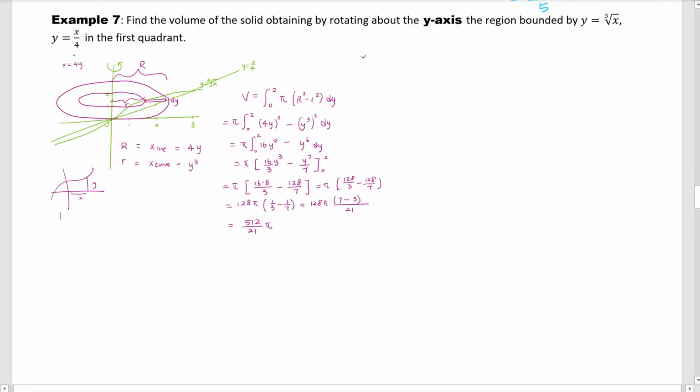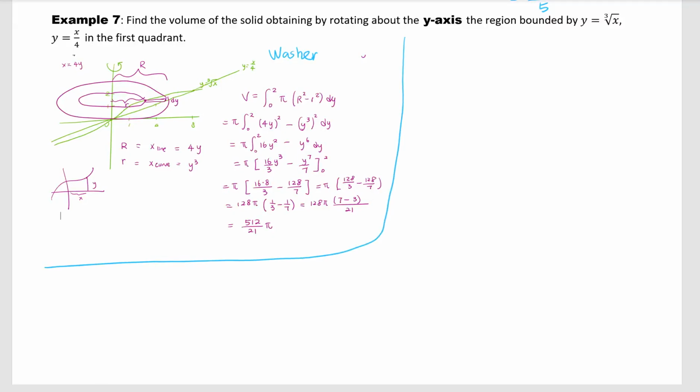So in this example 7, what we did is we used the washer method. So today, we're going to see what happens if we cut it into shells. Okay, so let me draw the picture again. So here, and we want to rotate about this guy. So if we're going to cut into shells, we're going to cut it vertically. So we're going to have a cylinder. This is R, this is the H.